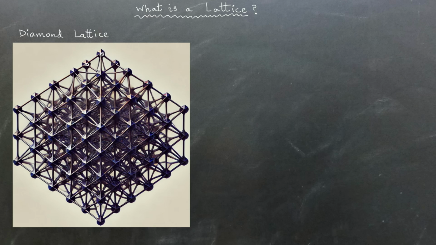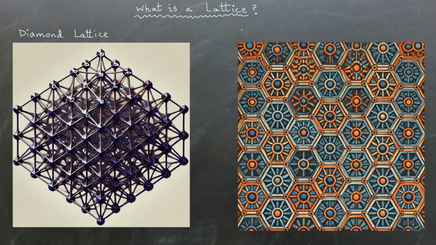For example, in this three-dimensional diamond lattice, the points lie on the vertices of the diamond crystal structure. Whereas in this two-dimensional honeycomb lattice, the points are located at the vertices of hexagonal cells, resembling a honeycomb pattern.